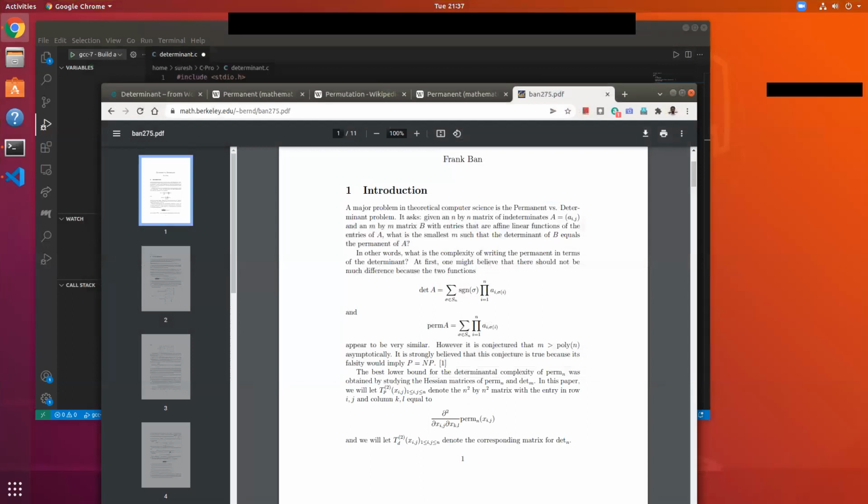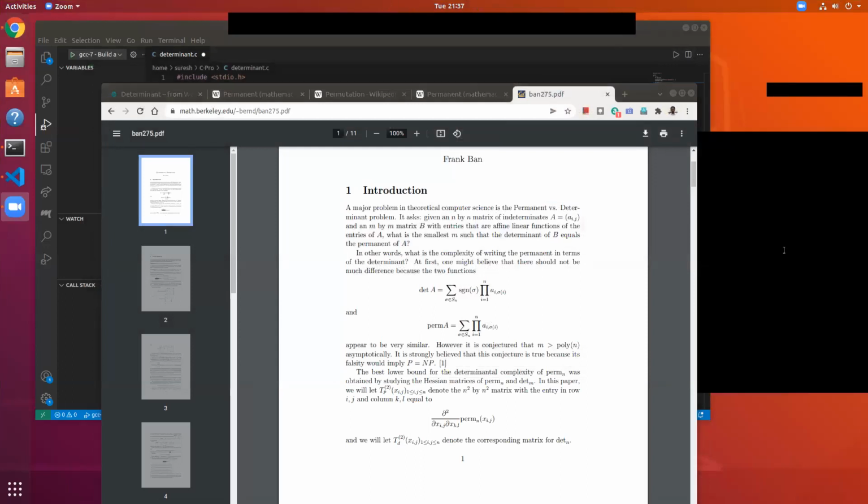Okay, this is the picture which I showed in the morning session. Can you see the screen now? Do you see the difference between determinant A and permanent A? They are just one below each other.